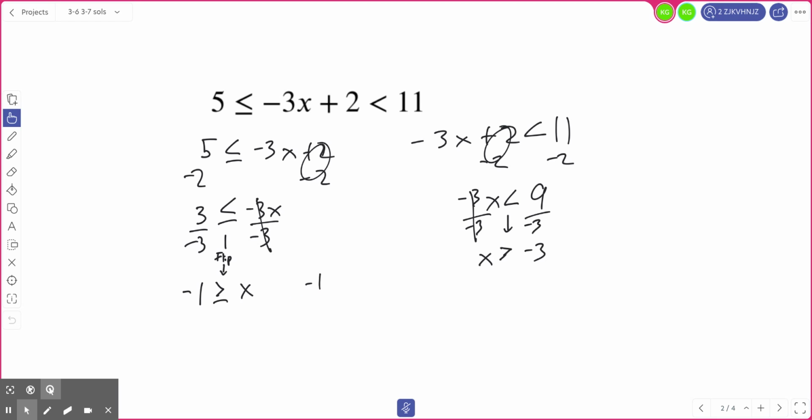Now you could write this like this, but when we write inequalities, we want to write them with the smallest number on the left. If you write a compound inequality like this, so the correct way to write this would be like this. So you see there that negative 3 is smaller than negative 1. And so we want to write negative 3 on the left and negative 1 on the right, because that's the way our number line works.